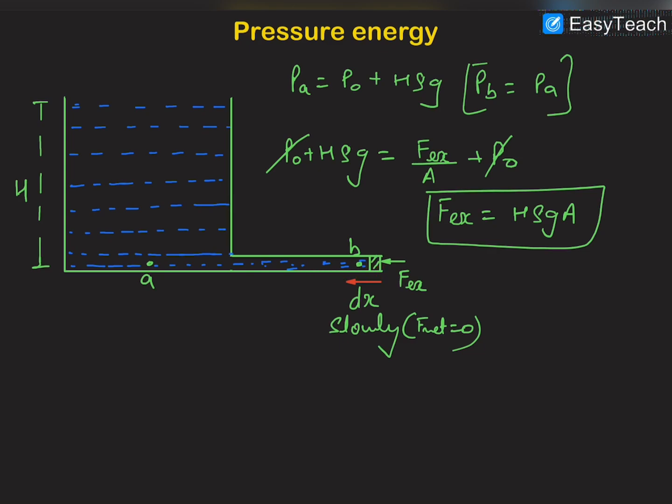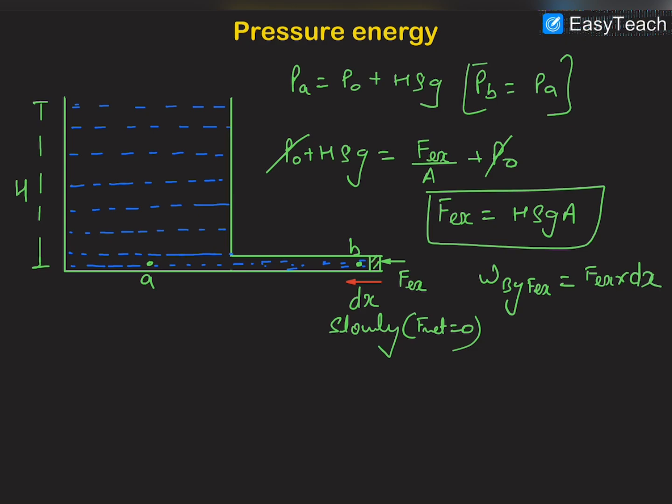Now the work done by this external force will be equal to F external into dx, and this work done will be called as pressure energy. Now you know that if as an external agent I have done some work on the liquid against the pressure of the liquid, so this work done will be stored inside the liquid in the form of pressure energy. But pressure energy is nothing else but the potential energy of the liquid.